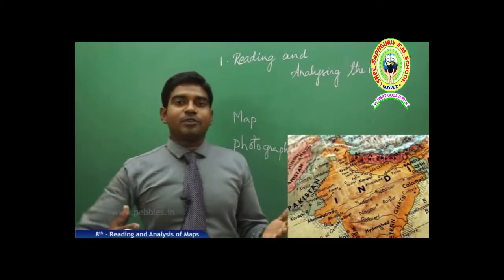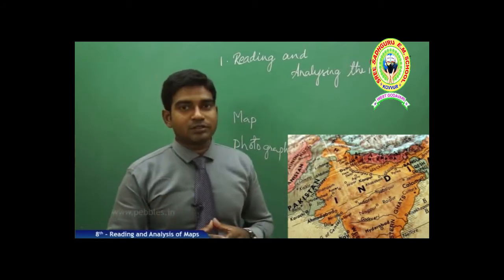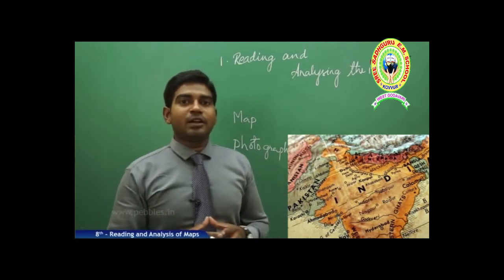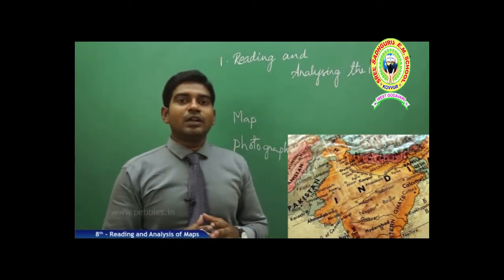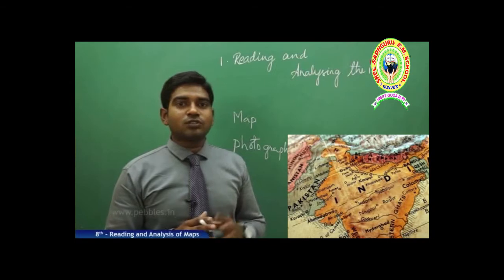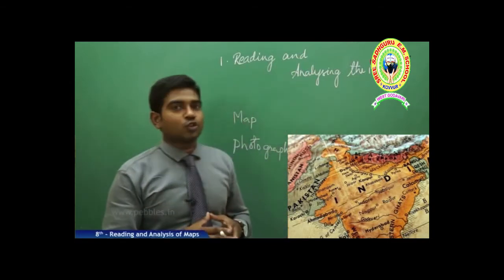So on a map, you have to show only the features which are available in two-dimensional things. Now we have three-dimensional maps also, but moving on to the context of our lesson, we are discussing only the maps which focus on two-dimensional issues. Then what is the difference between a map and a photograph?